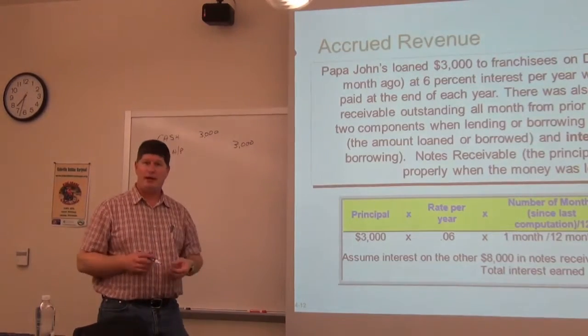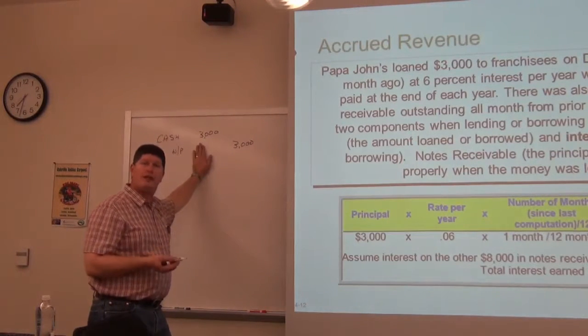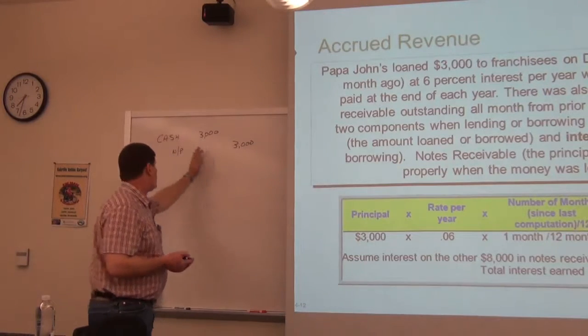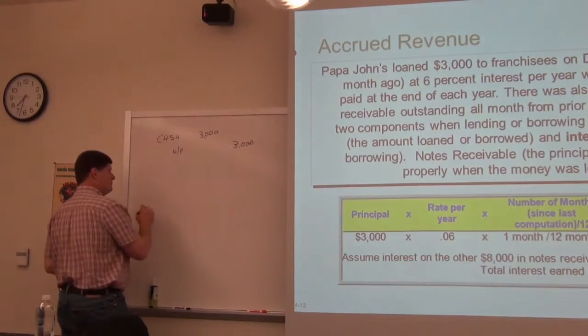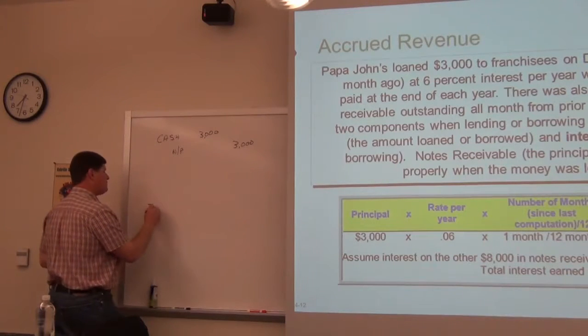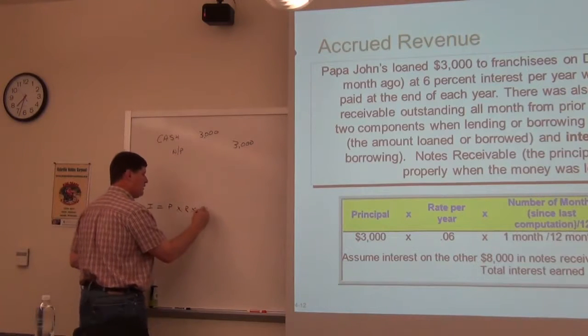But I borrowed the money at 6%. A month goes by. How much interest do I owe? Well, I need to record that. That's an adjustment. So the formula for that is interest equals principal times rate times time.